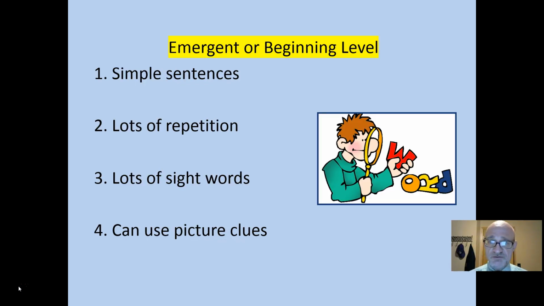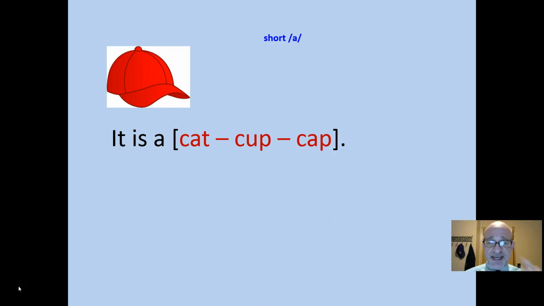Now, for emergent level or beginning level, you want to use simple sentences with lots of repetition in the sentences, lots of sight words, and you can use picture clues as well. Now, this is the short A. It is a blank. Now, notice in this sentence, cap and cat both have the CA similar, and cup, the C and the P is the same as cap, all right? So the student must focus on the letter patterns. Which word looks right? Yes, it is a cap. So I'm reinforcing letter sounds as well as sight words.